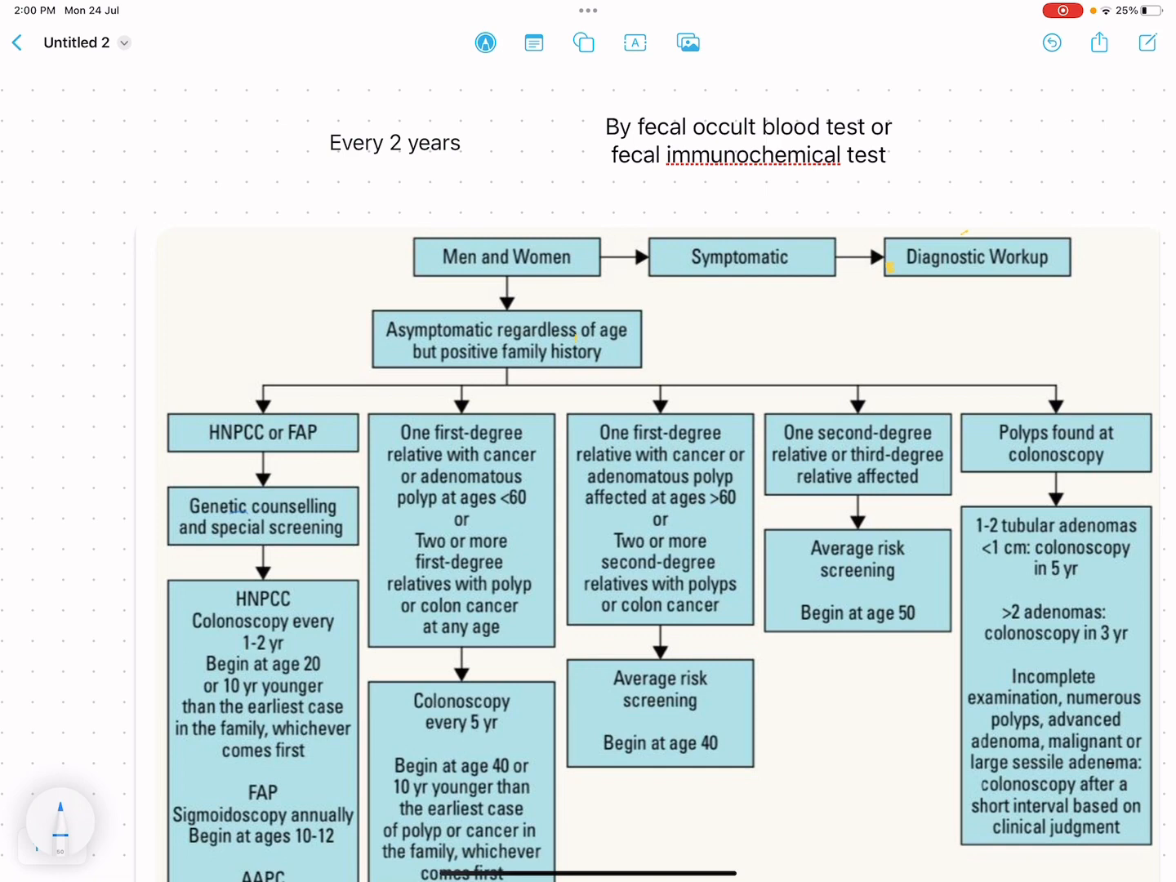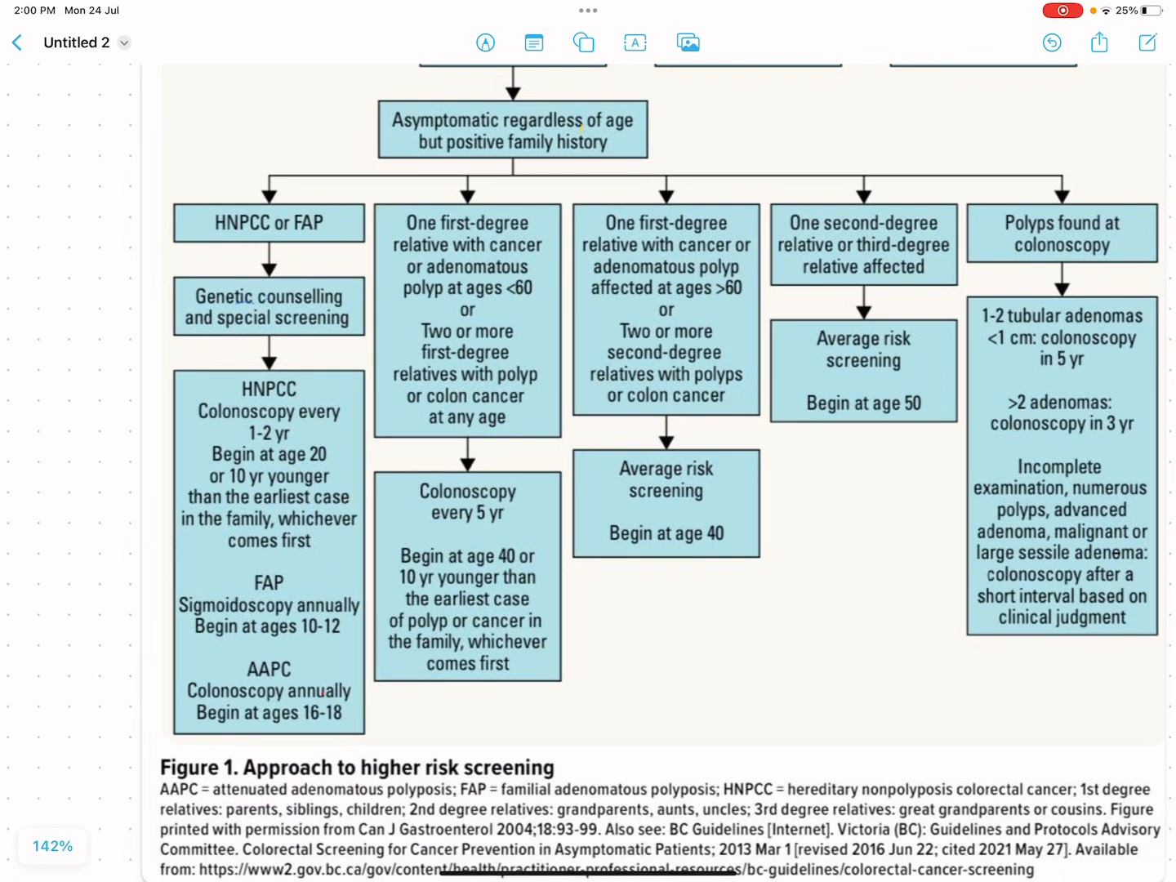In cases of familial adenomatous polyposis, we are going to start the screening earlier, at the age of 10 or 12. And here the sigmoidoscopy is going to be done annually. Also, in cases of attenuated adenomatous polyposis, the colonoscopy is going to be done annually, but the age of starting the screening is going to be 16 or 18 years old. Cases of familial adenomatous polyposis have 100 or more polyps in their colon, while those with attenuated adenomatous polyposis have fewer, 50 polyps and more.